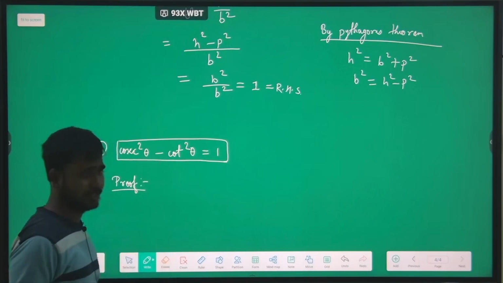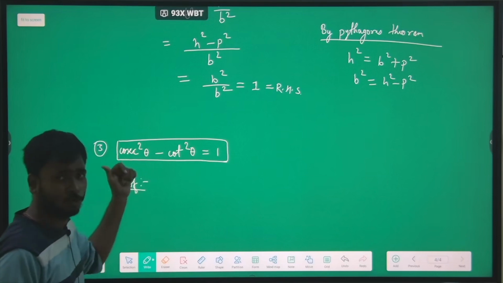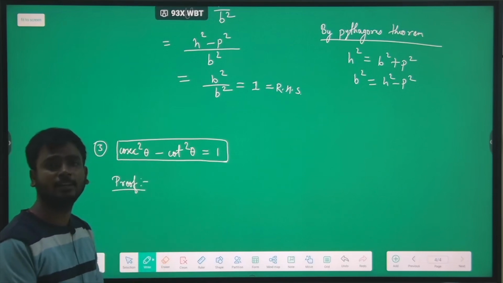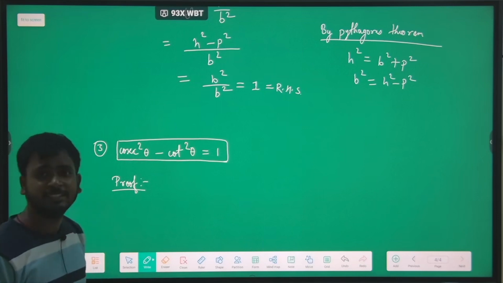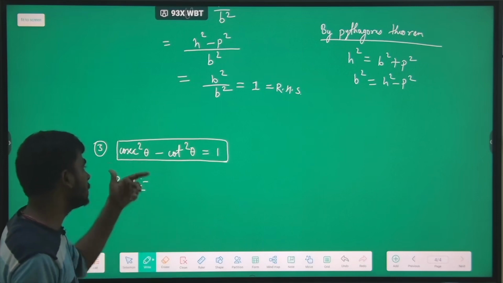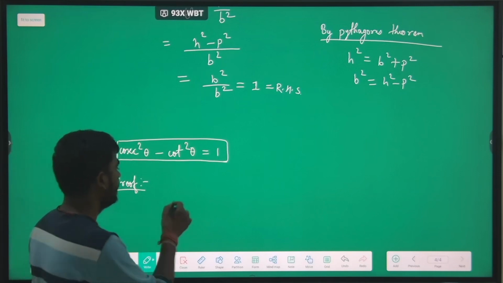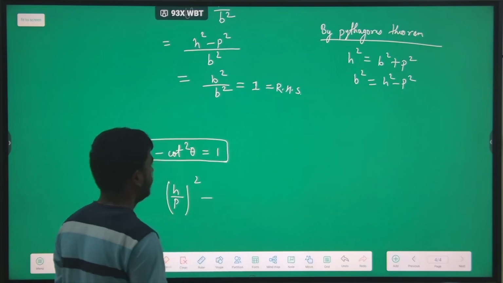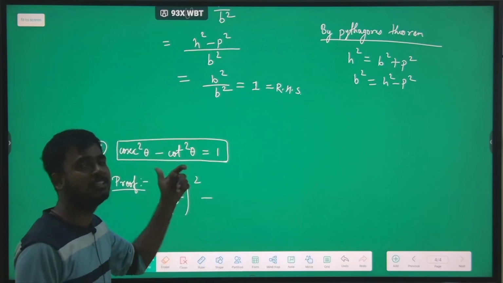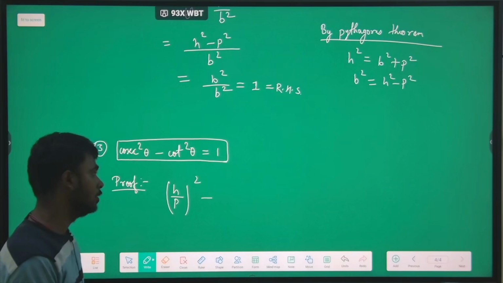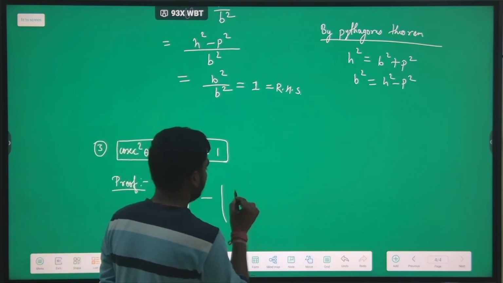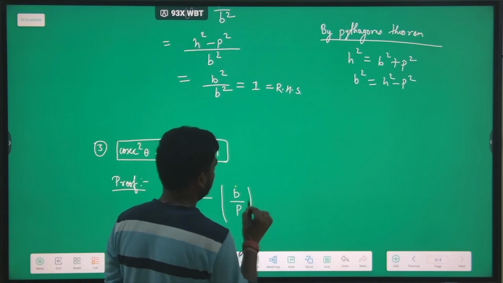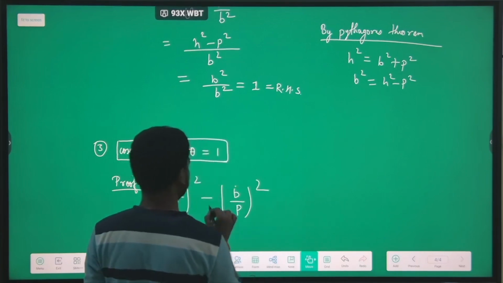What will be our cosec theta? That is cosecant of theta. Cosecant of theta will be what? Opposite of sine of angle theta. Sine of angle theta is actually P upon H. So cosecant of angle theta is equal to H upon P. So it will be H by P to the power 2 minus cot of theta. The cotangent of theta is the opposite of tangent of theta, so it will be equal to B upon P to the power 2. So this is our LHS.